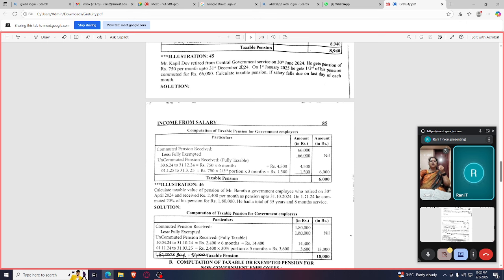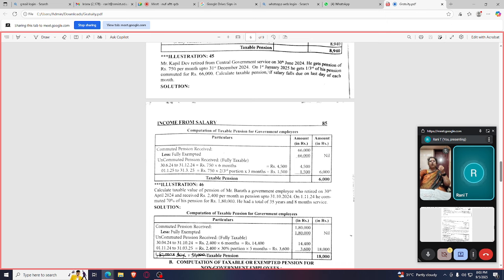How many months then? And also there is a condition, that salary falls due on the last day of each month. Then it is July, August, September, October, November, December. For 6 months he is getting 750. So, 750 into 6 months, which is 4,500.